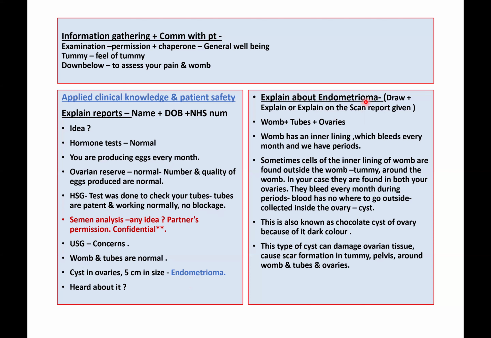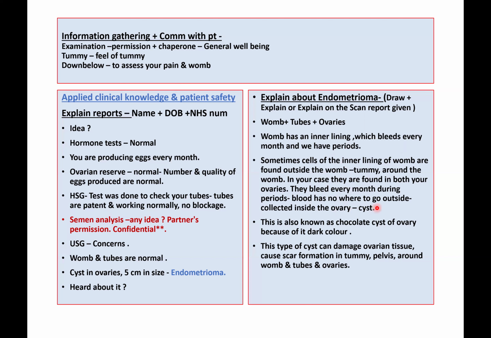So in the exam, if the scan report is given, you can just show it to the role player and tell her, see, this is the scan report, this is the womb, the tubes and the ovaries. Womb has an inner lining which bleeds every month and we have periods. Sometimes cells of the inner lining of the womb are found outside the womb, like in the tummy, around the womb, or like in your case, they are found in both your ovaries. They bleed every month during periods.